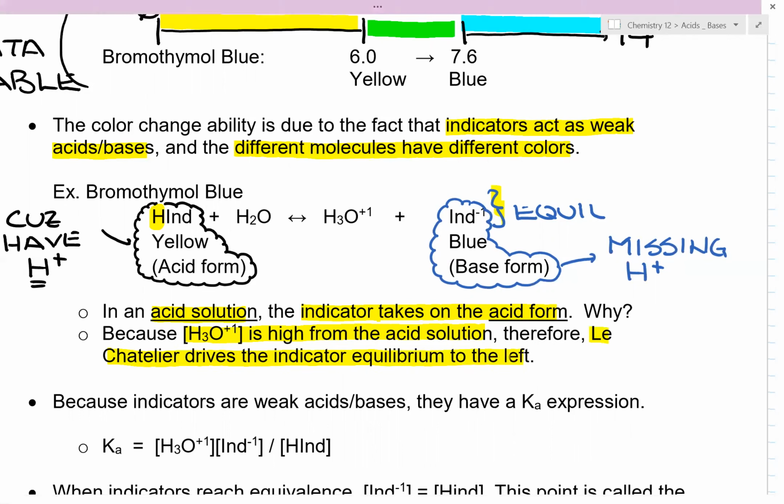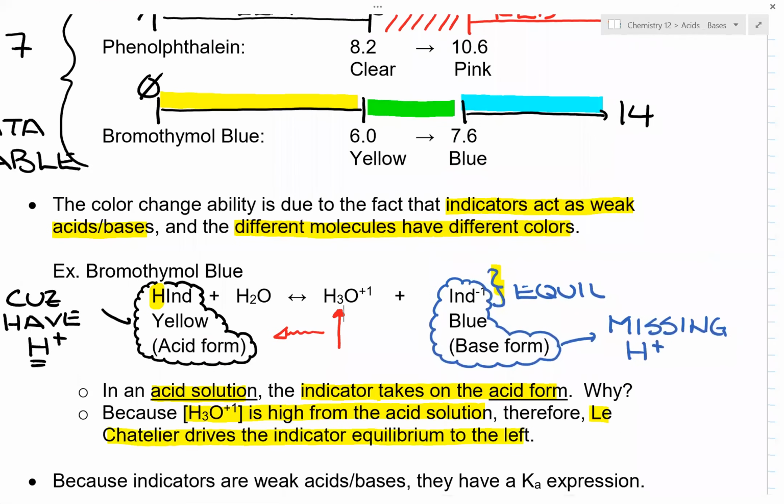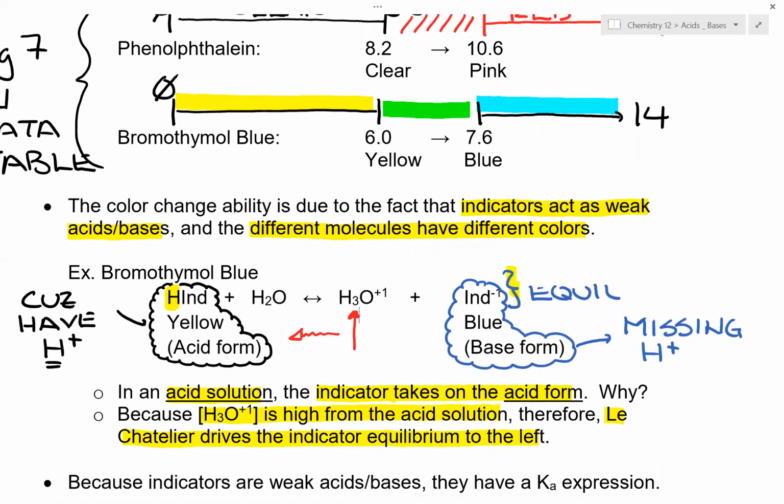So what happens here is, if you increase the H3O plus, going back to Le Chatelier, it drives the equilibrium to the left. And this is why you get the yellow form. So for bromthymol blue, anything with a pH less than 6 will drive the H3O plus higher and force the equilibrium to go to the left. And so this is why bromthymol blue will be yellow between a pH of 0 to a pH of 6.